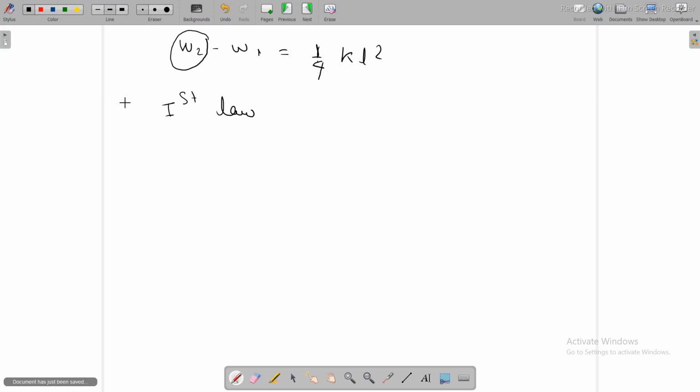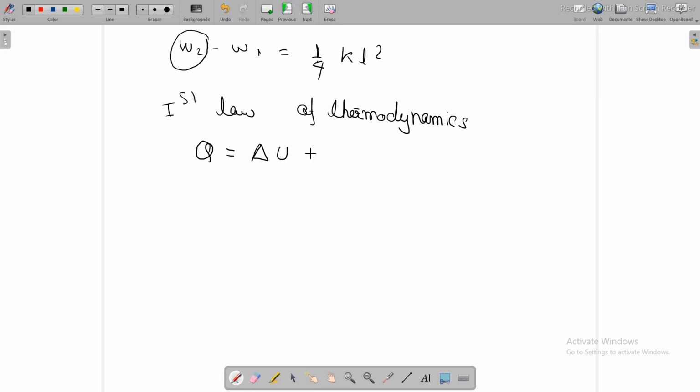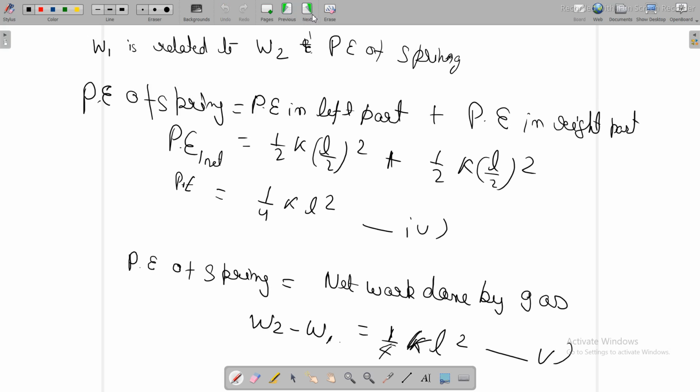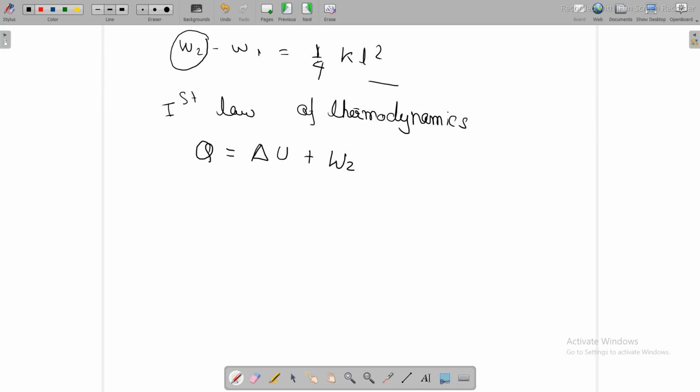First law of thermodynamics. Therefore Q, we know that Q is given by internal energy plus work done by the gas. Now, this is equation fifth. This is equation sixth.